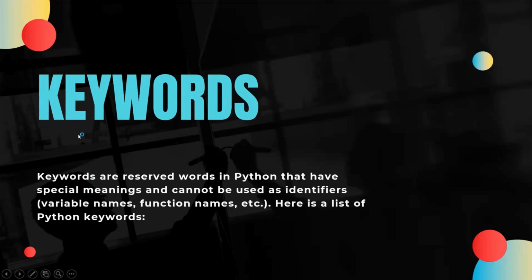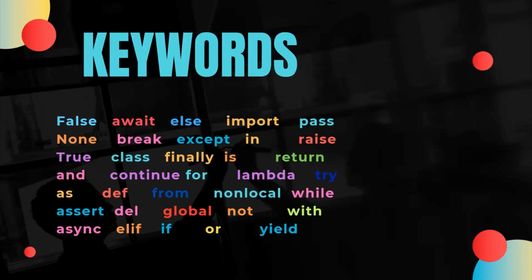Keywords are reserved words in Python that have a special meaning and cannot be used as identifiers. I already explained that identifiers mean variable names and function names, but in the Python programming language, we have inbuilt keywords. Here is a list of Python keywords: False, await, else, import, pass, None, break, except, in, raise, True, class, finally, is, return, and, continue, for, lambda, try, as, def, from, nonlocal, while, assert, del, global, not, with, async, elif, if, or, yield. All these are examples of keywords.